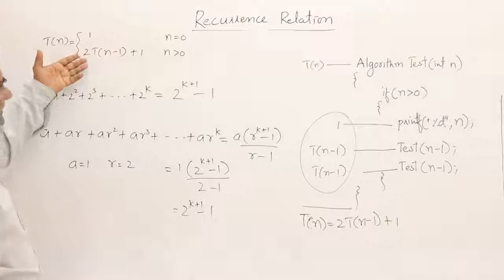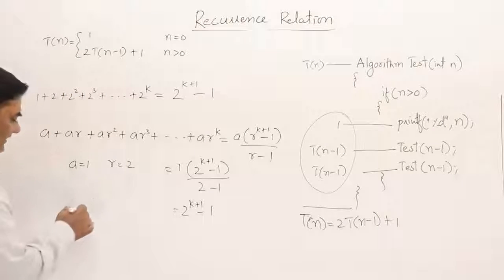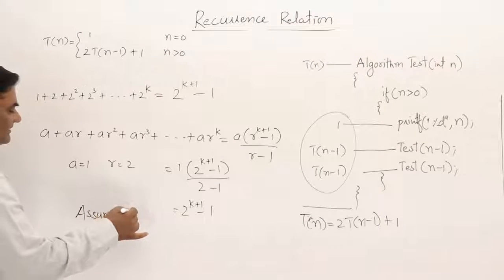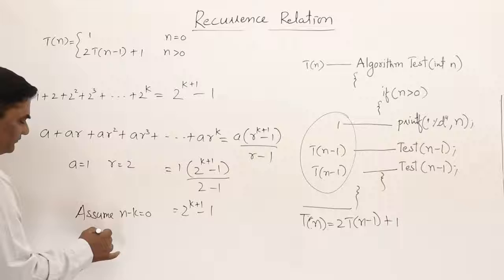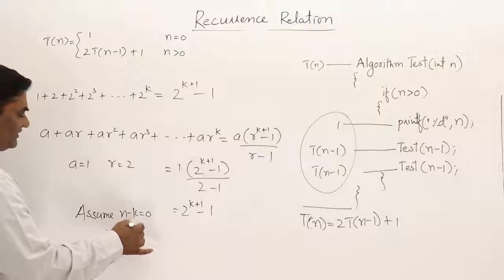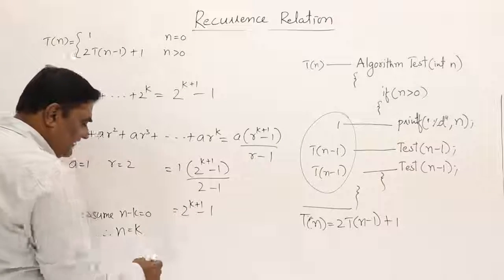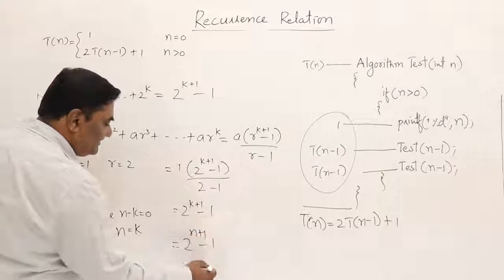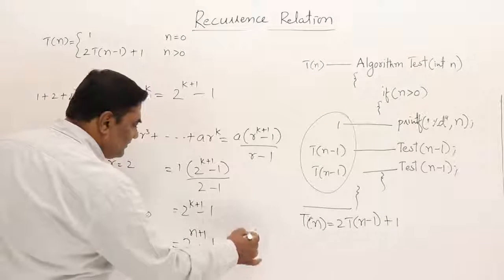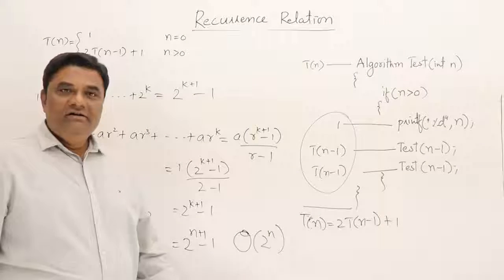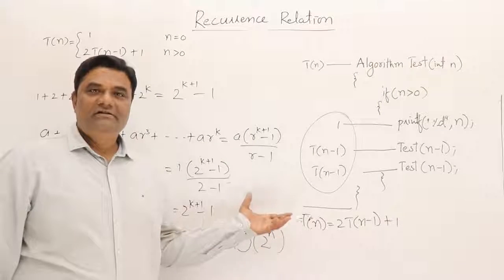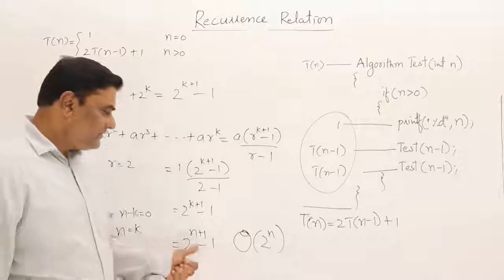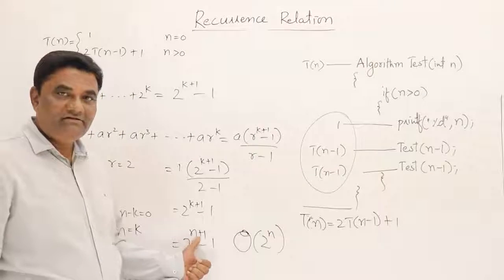Now, as per the assumption we were already making, assume n minus k is equal to 0. So therefore we were assuming n equal to k. So what is k here? n. So the answer is 2 power n plus 1 minus 1, and this is order of 2 power n. So it is 2 power n, theta or big O. This belongs to class 2 power n.